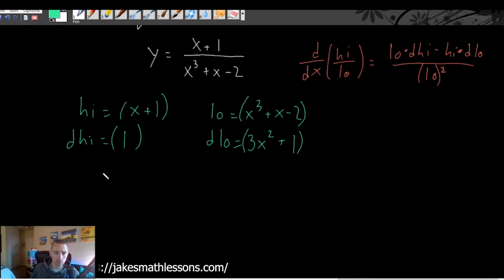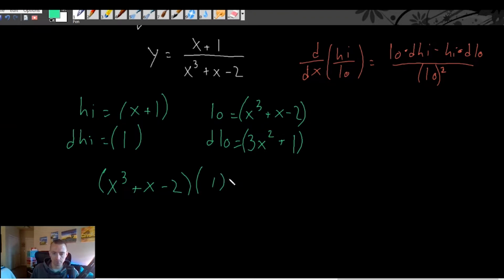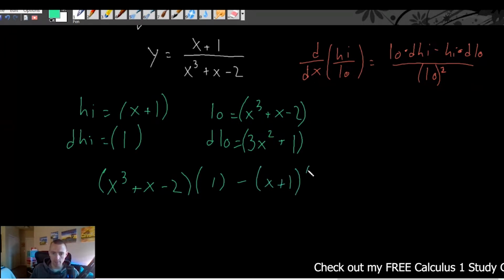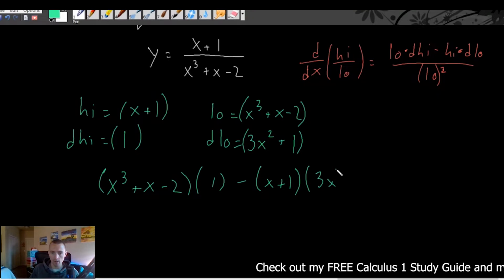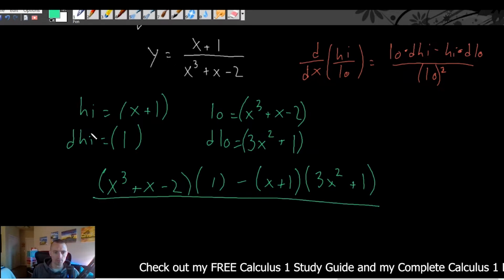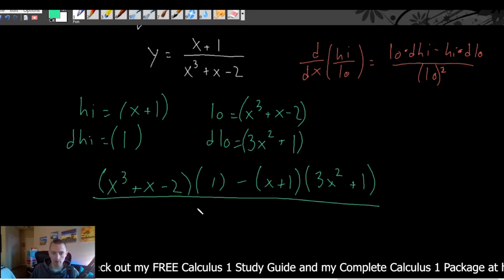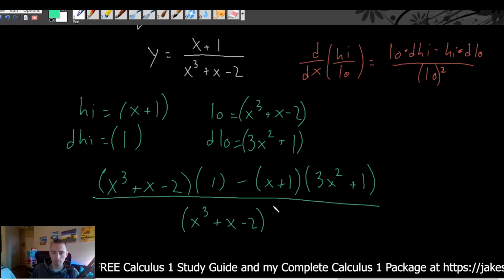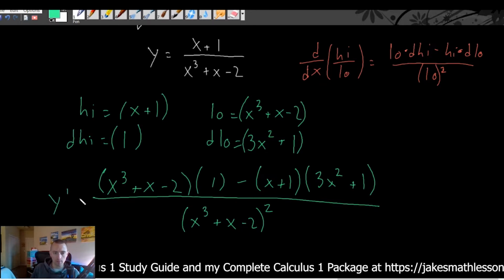So this whole low, so (x cubed plus x minus 2) in parentheses, times d high, so times 1, then minus high d low, so minus (x plus 1) in parentheses, times d low, (3x squared plus 1), all over low squared, so all over this whole thing squared. And this is what y prime is going to be.